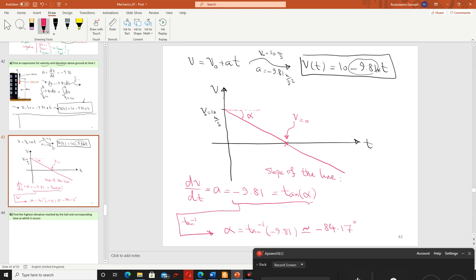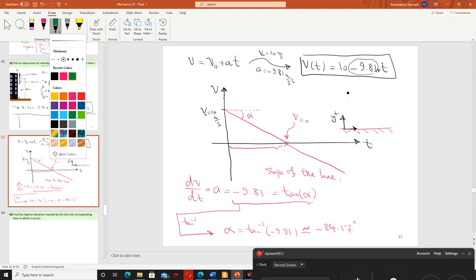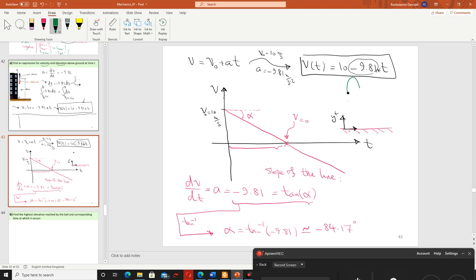Okay, what does it mean? For some part of the process, you have a positive value of velocity. After some time, you have negative. And it's clear why. This is the ground. This is my chosen coordinate system. Okay, my particle is here. My particle first moves upward till it reaches the maximum height. From this point till this point, you can see the velocity of the particle is always positive.